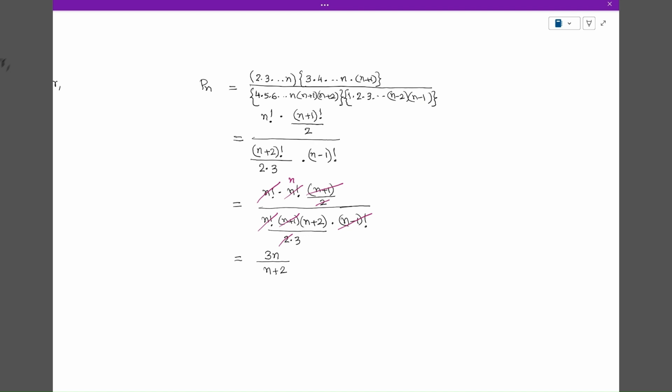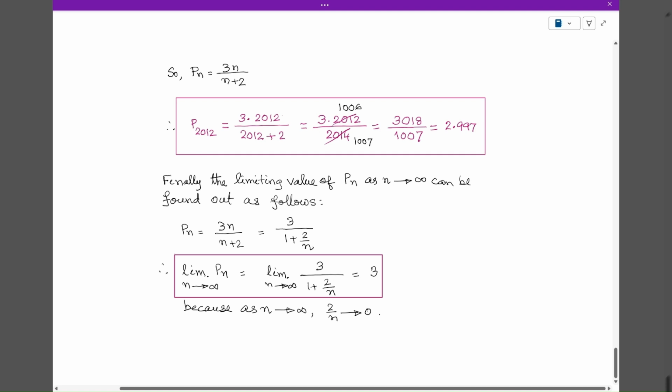Now a lot of things will cancel out from the top and the bottom that we have shown here. This factorial n will cancel with this factorial n. This factorial n will cancel with factorial n minus 1, leaving a term n in the numerator. Factorial n plus 1 will cancel out with factorial n plus 1, and these two will cancel out these two. So we will be left with n in the numerator and n plus 2 divided by 3 in the denominator, which is equal to 3n divided by n plus 2. So Pn is equal to 3n divided by n plus 2.